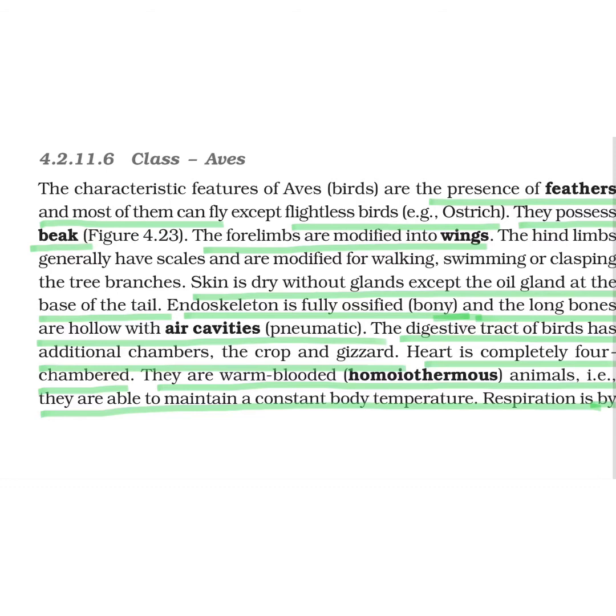Then if we talk about their circulatory system, the heart is completely four chambered, fully advanced type. They are warm blooded, that means they are homeothermic animals, not poikilothermic. This is a comparative point, a totally opposite point. Here they are warm blooded animals, that means they are able to maintain a constant body temperature.